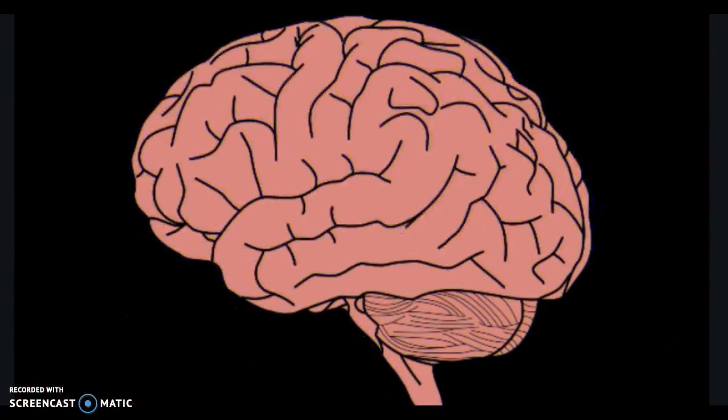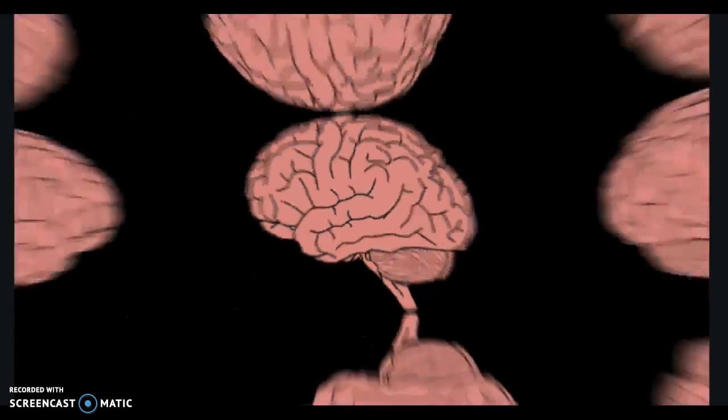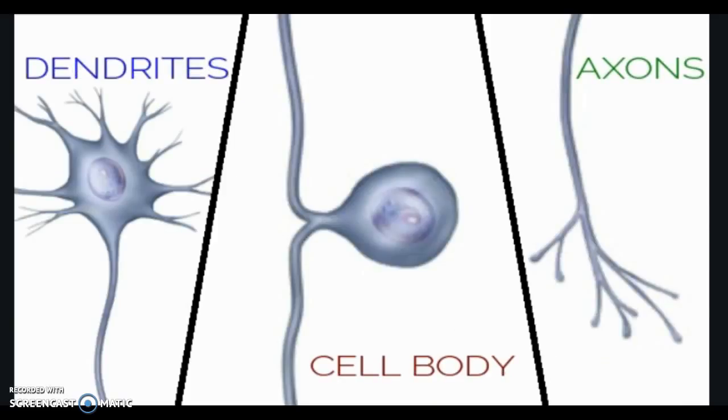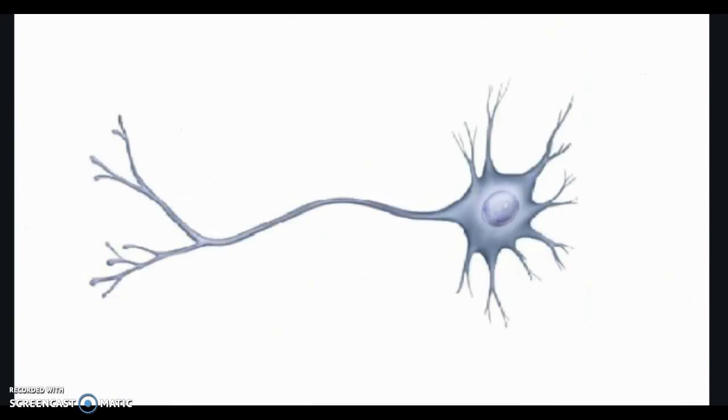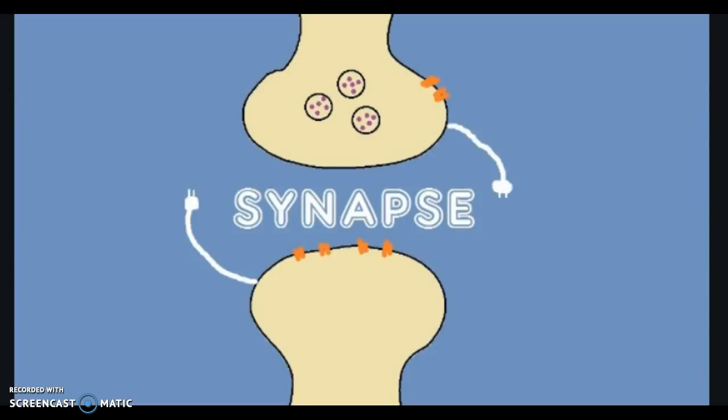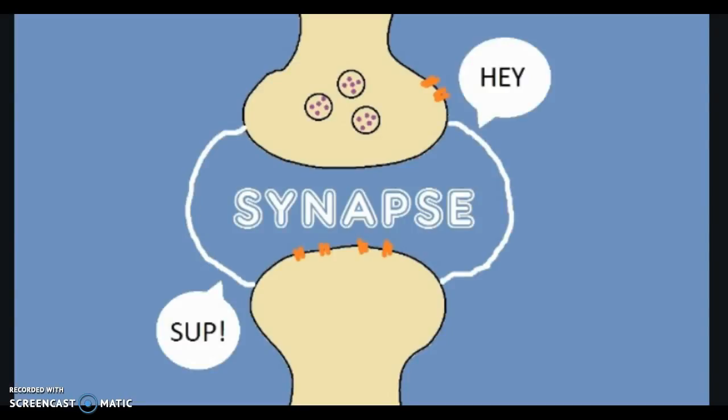An average human brain contains about 100 billion neurons. Now, neurons come in all shapes and sizes, but they all have three main parts: dendrites, cell body, and axons. We will be focusing on the axon and dendrite terminals. It is here that you will find synapses, the connections between neurons that allow them to communicate.